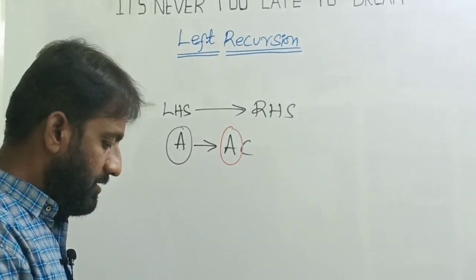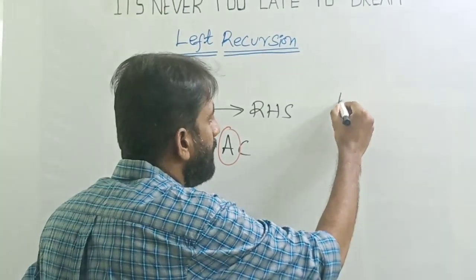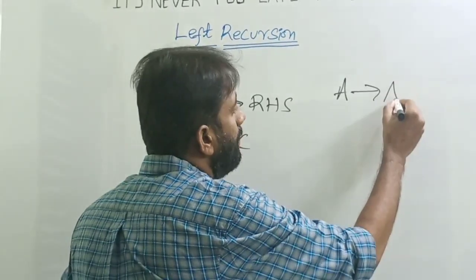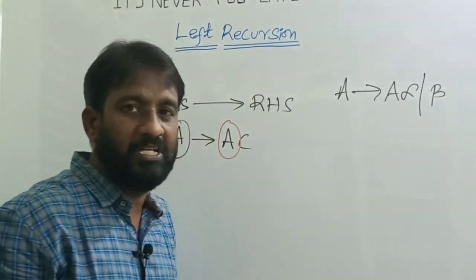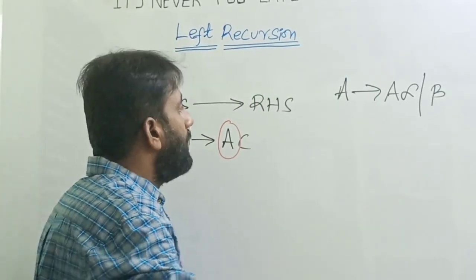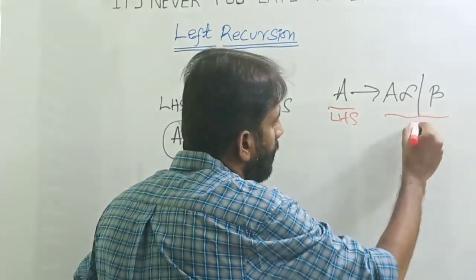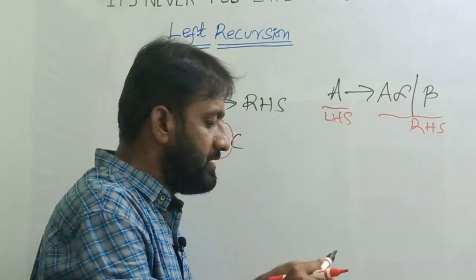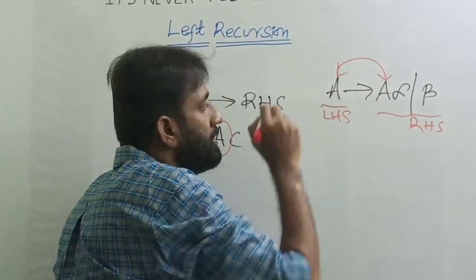The standard form of the left recursion, let me write it down, is A tends to A alpha slash beta. You observe this is the LHS part and this is the RHS part. In the RHS the leftmost symbol is A, which is exactly the same as the LHS part.